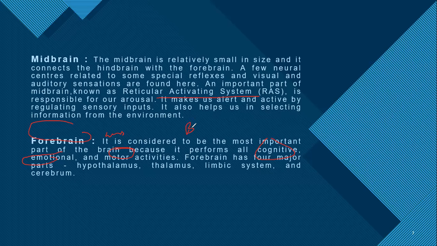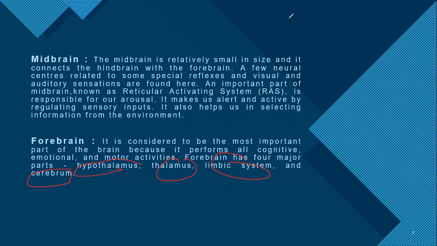You can say it is the base station of the behavior. Every behavior originates here. The sensory organs are connected. The glands are controlled. Everything. Where the cerebral cortex comes into the picture, those will be discussed in the next sessions. So forebrain has four major parts, that is hypothalamus, thalamus, limbic system and cerebrum.